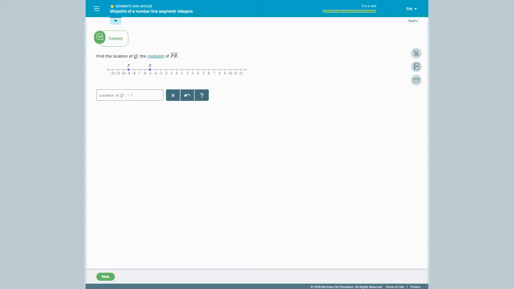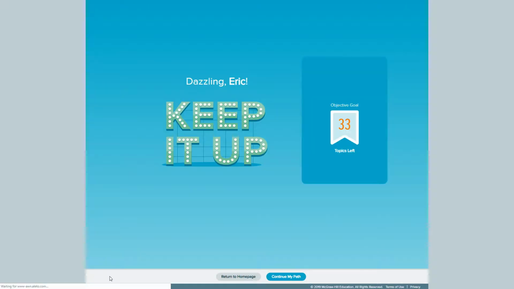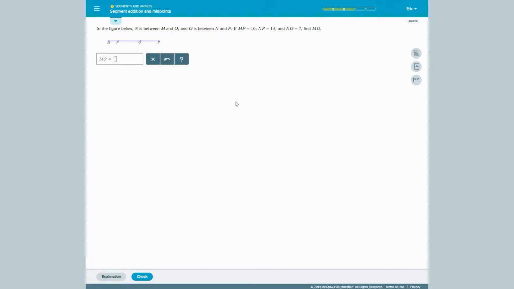And as you'll notice, I actually have finished the first 2 of this topic, so I could just move straight ahead. Segment addition and midpoints. In the figure below, N is between M and O. O is between N and P. If MP is 16 and NP is 13 and NO is 7, find MO.